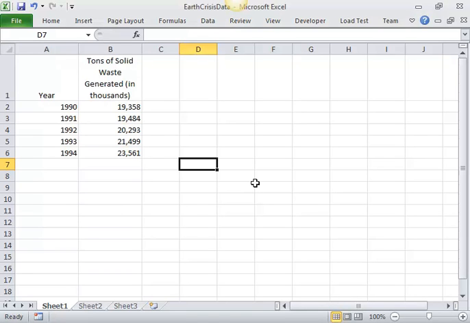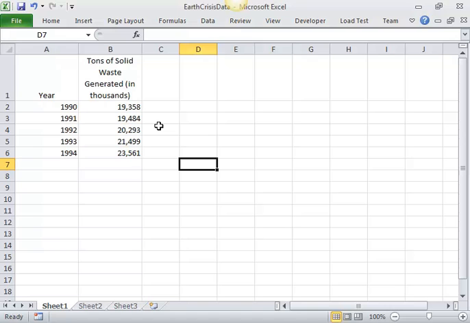Here we have the data for the Earth crisis problem. Basically, what we have is the historical data from 1990 through 1994 of the amount of solid waste generated in Florida. And what we want to do is create a model that will allow us to predict the waste that will be generated in the years 1995 to 1999. So to do that, we're going to need some kind of equation. So let's do our regression.